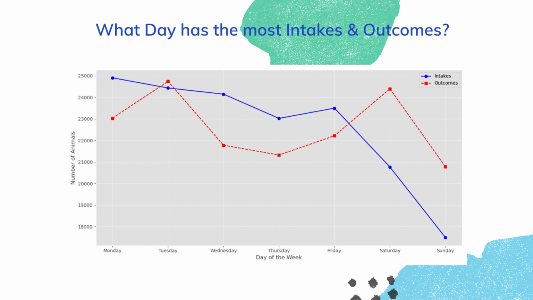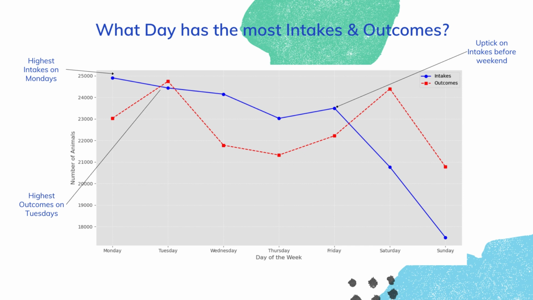Next, we ask what day has the most intakes and outcomes. Over that 10-year span again, the most intakes occurred at the start of the week and then declined steadily. There appears to be a slight uptake in the number of intakes on a Friday, possibly due to those wanting to get in before the weekend. In terms of outcomes, Tuesdays and Saturdays show the highest count.